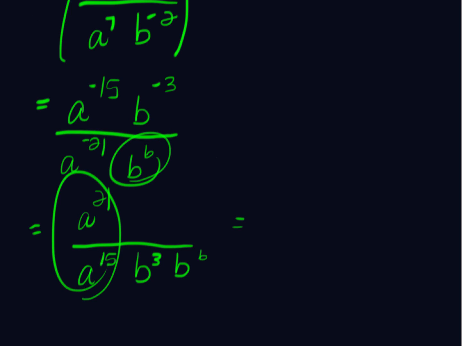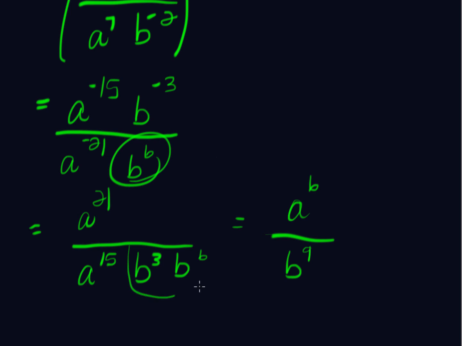If I look right here at a to the 21st divided by a to the 15th, I can keep that base and subtract the exponents. So 21 minus 15 is 6, so I get an a to the positive 6th power. And then b cubed times b to the 6th, since it's the same base, I can add those exponents, and it will be b to the 9th. Why is it in the denominator? Because both of these were in the denominator. So a to the 6th divided by b to the 9th would be our final answer.